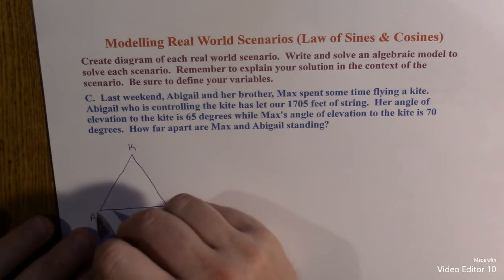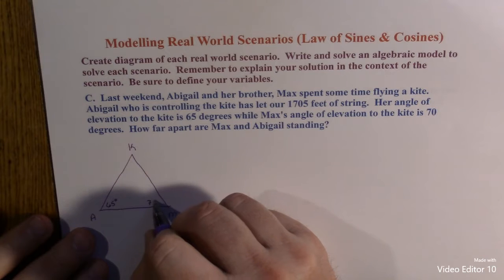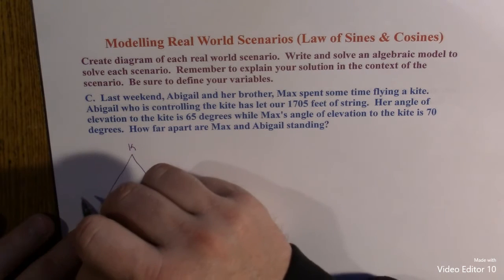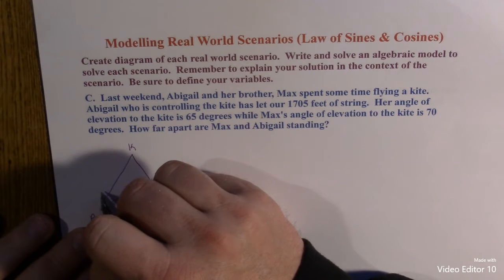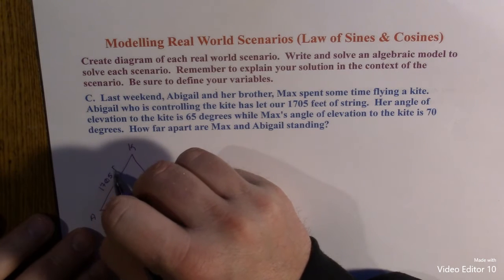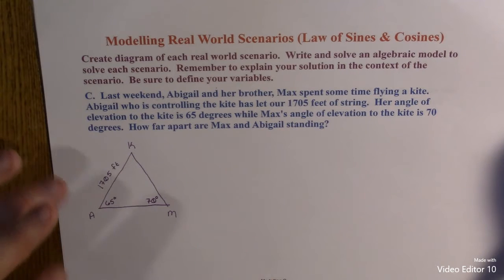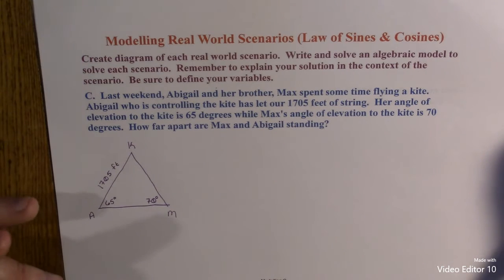In reviewing the scenario, we see that Abigail's angle of elevation to the kite is 65 degrees. We see that Max's angle of elevation to the kite is 70 degrees. And we know that Abigail, controlling the kite, has allowed 1,705 feet of string to be dispensed, giving us the distance from Abigail to the kite.